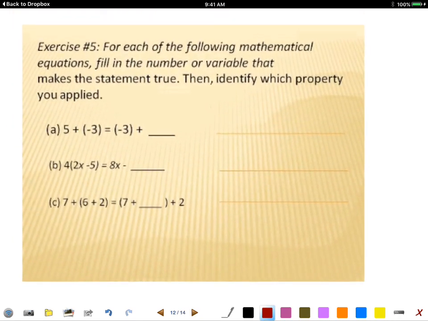Okay, for each of the following equations, fill in the number or variable that makes the statement true and identify the property that we applied. Okay, so letter A, 5 plus -3 is equal to -3 plus 5. What property is that? Commutative. Very good. 4 times 2x minus 5 is equal to 8x minus 20. What property is that? Distributive.